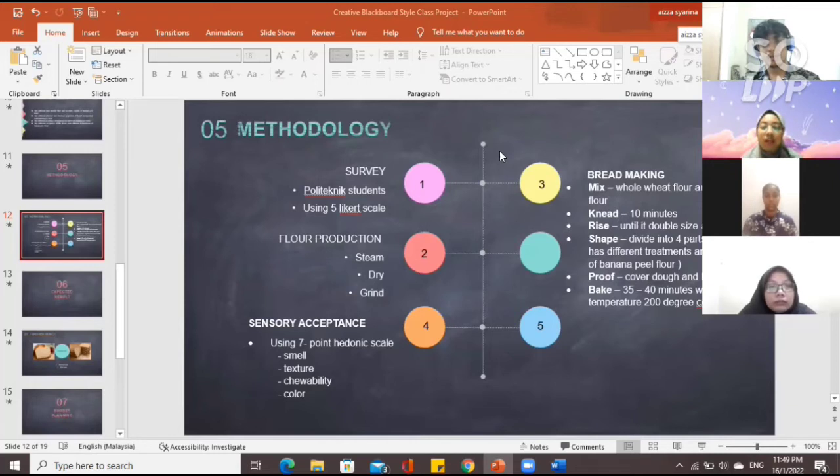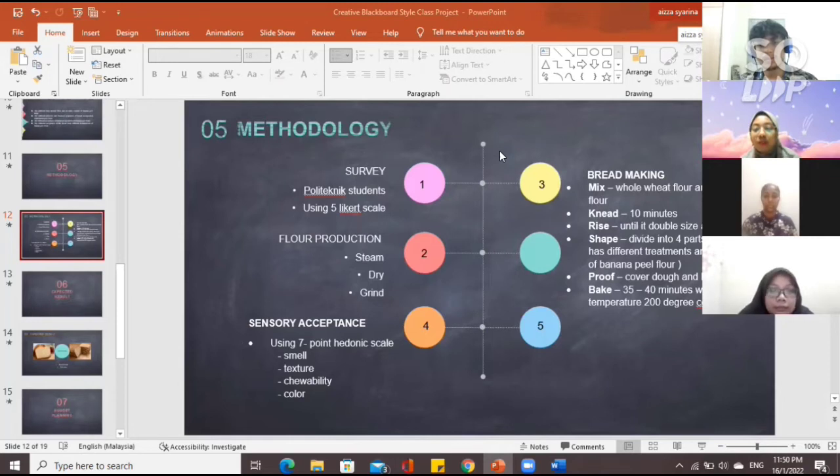So for the bread making, we mix whole wheat flour and banana peel flour. The banana peel flour we will use is about 7%, and then knead the dough for 10 minutes and let it rise until it doubles in size. Don't forget to cover the dough, and then shape it. Divide it into 4 parts. Each part has different treatments and percentages of banana peel flour.